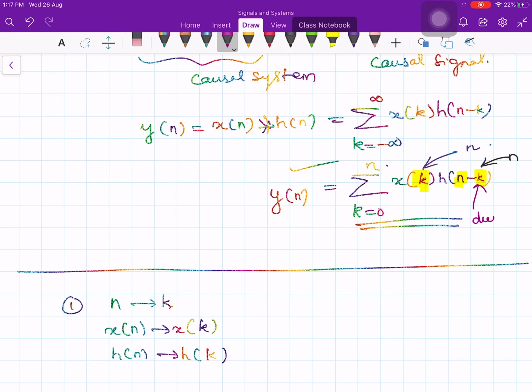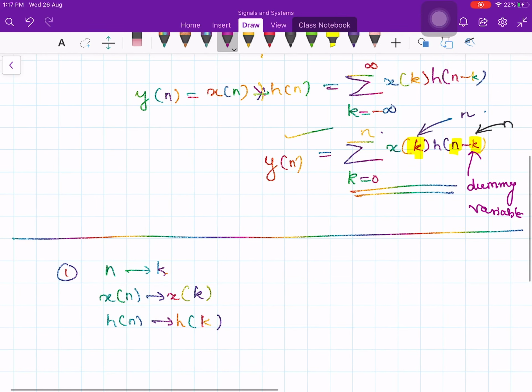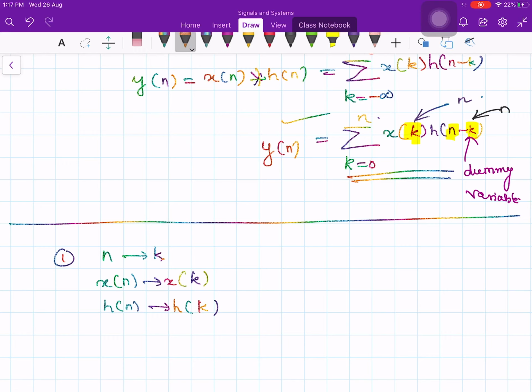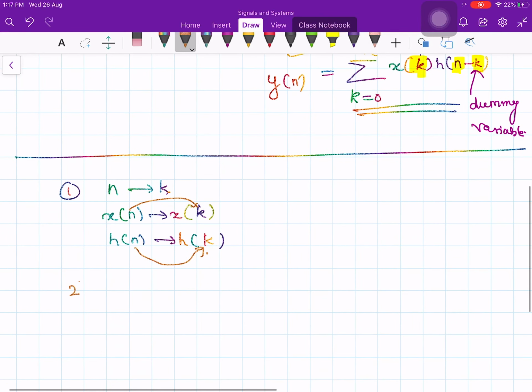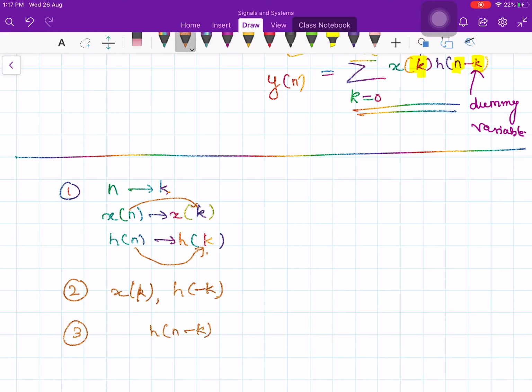So in the summation, what we do is change x of n to x of k and h of n to h of k. That is the first step. What is the second step? You keep x of k as it is, then you find h of minus k. The third step is you delay by a certain amount of time, so h of n minus k. Here again you consider different values, like n less than 0, n greater than 0, and find out.